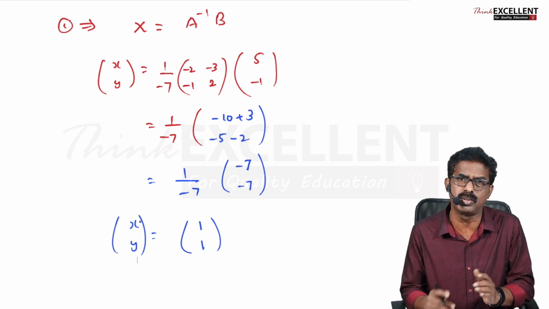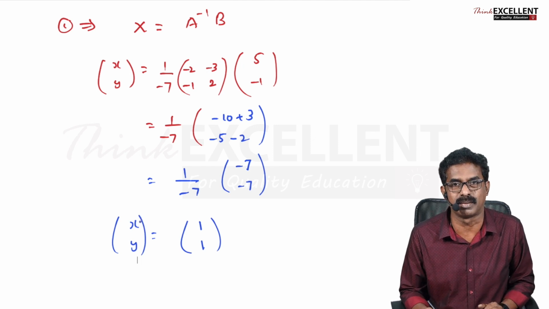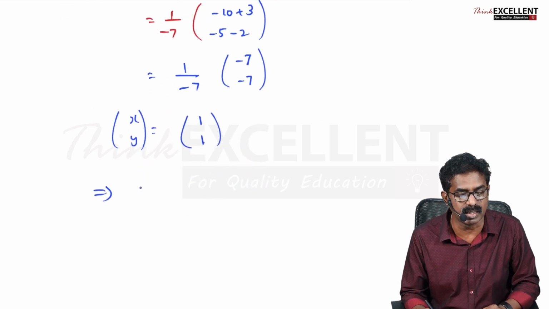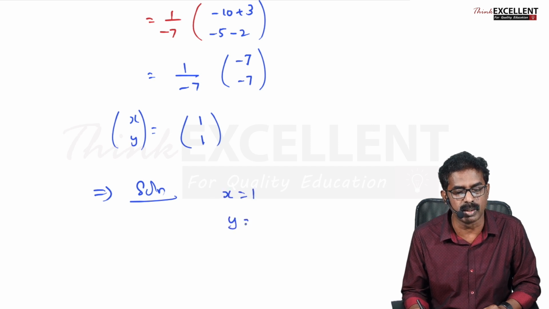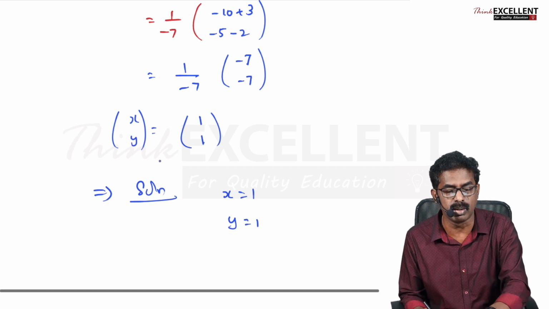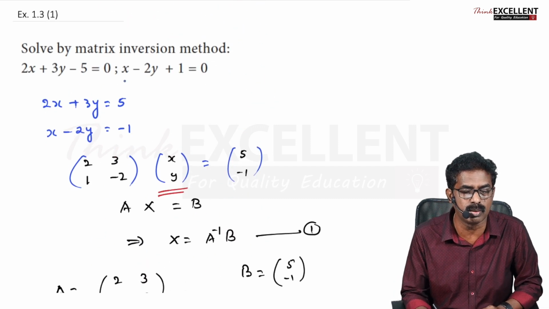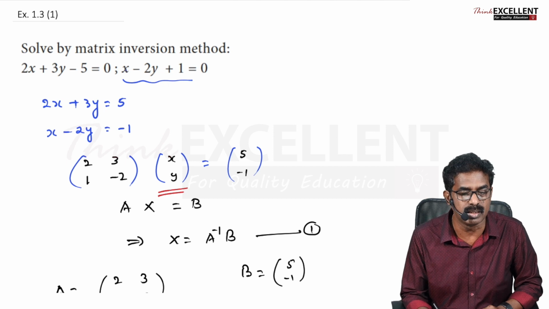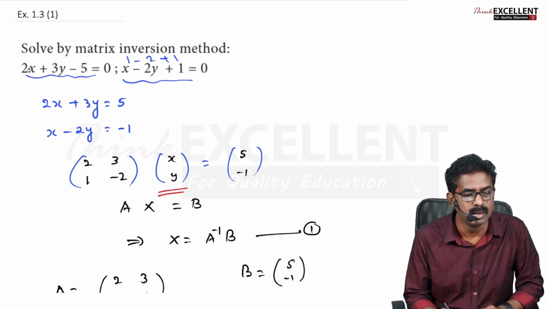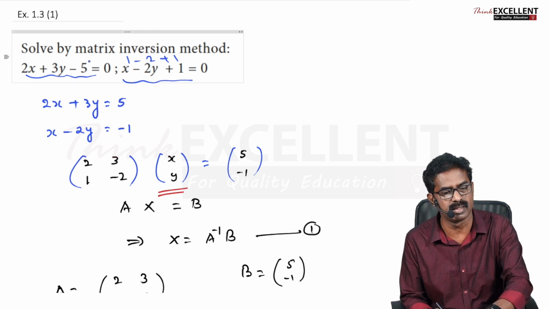Don't stop here. Some students do everything, but they won't write the last step. So the question is solved. That means you have to find X and Y, right? So you write the solution: X equal to 1 and Y equal to 1. Corresponding elements are equal. If you want, you can verify. You put X equal to 1 and Y equal to 1 and check it. 1 minus 2 into 1 plus 1, is it 0? Yes. Here you put X equal to 1, Y equal to 1: 2 plus 3 minus 5 equal to 0. You can verify that.